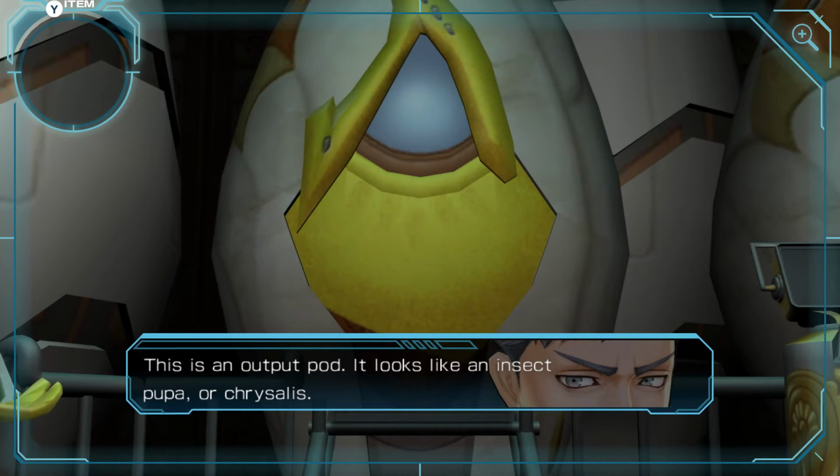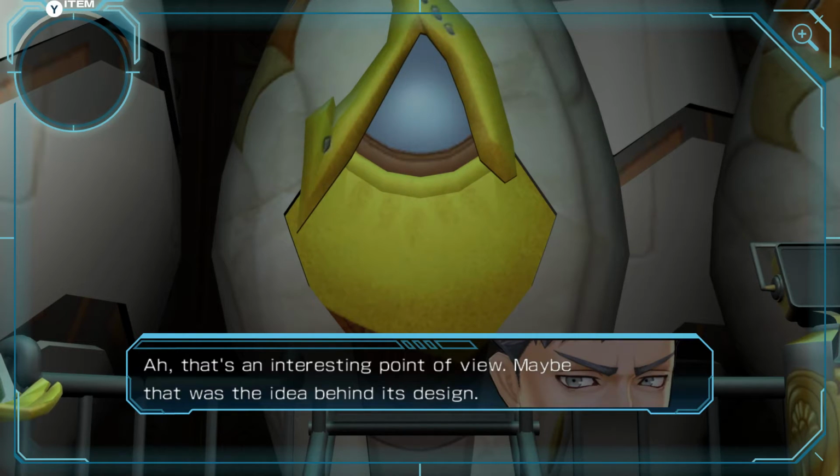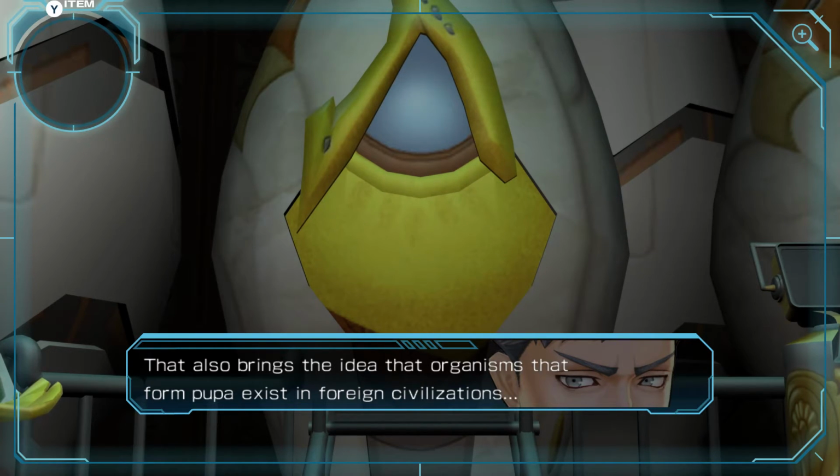It's an output pod. Looks like an insect pupa, or a chrysalis. Oh, then when you use the transporter, you are reborn from it as well. Ah, that's an interesting point of view. Maybe that was the idea behind its design. It also brings the idea that organisms that form pupa exist in foreign civilizations.